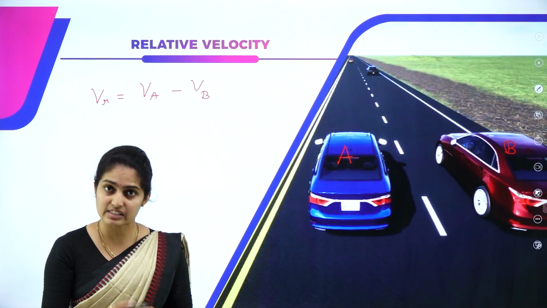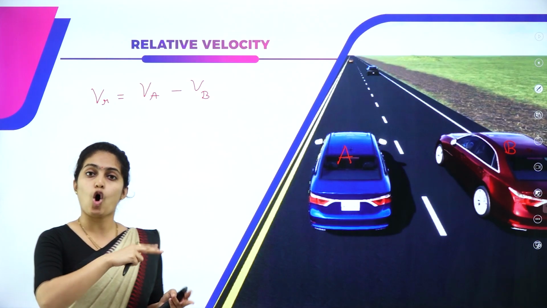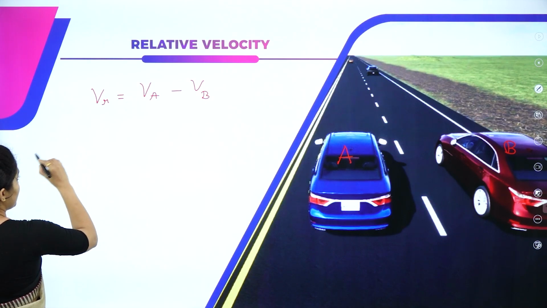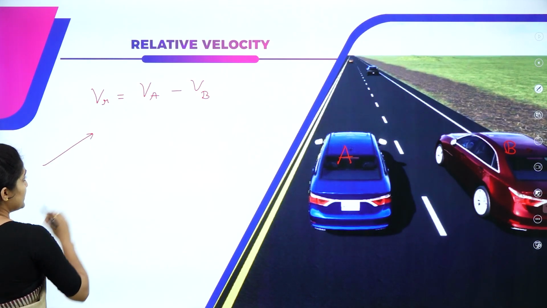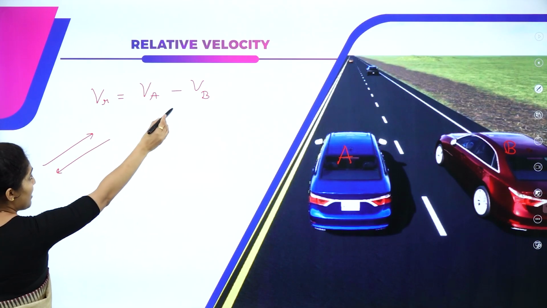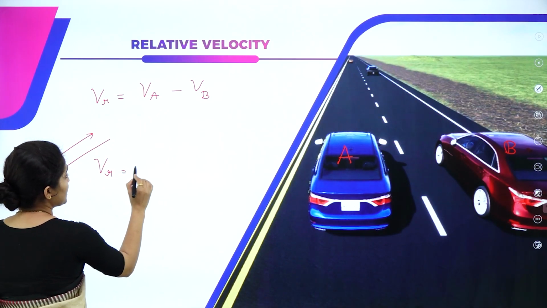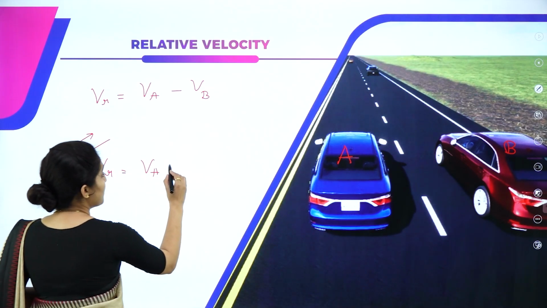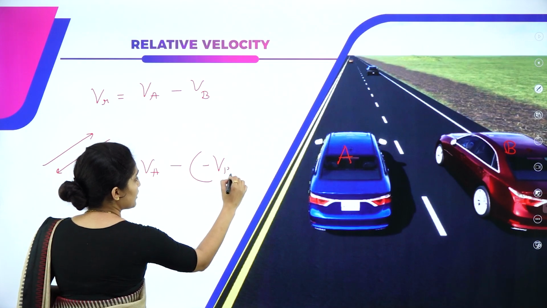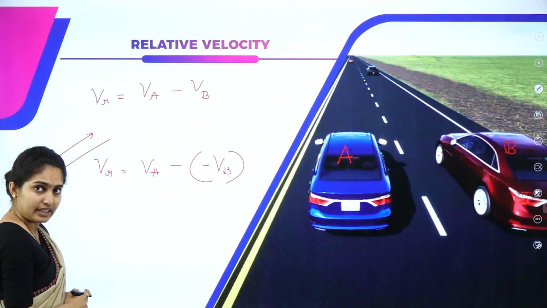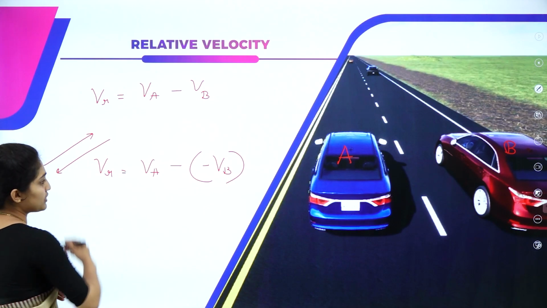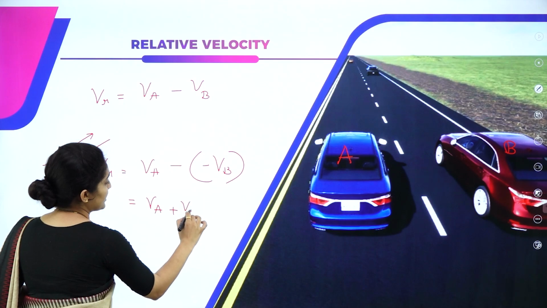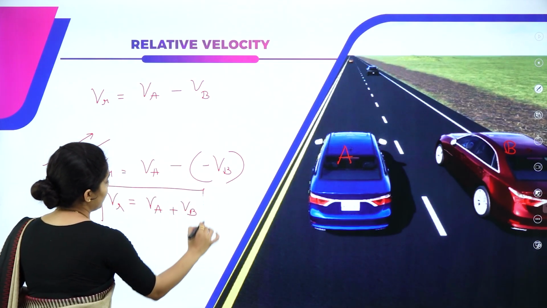Suppose both are in the same direction. Suppose both are in opposite directions, what are you supposed to do? In the opposite direction, one is towards and one is away, so we have a negative here. So relative velocity is equal to the velocity of car A or vehicle A minus the negative vector velocity of car B. You have minus because it's the opposite direction. So minus into minus becomes plus. So VA plus VB is the equation for relative velocity.